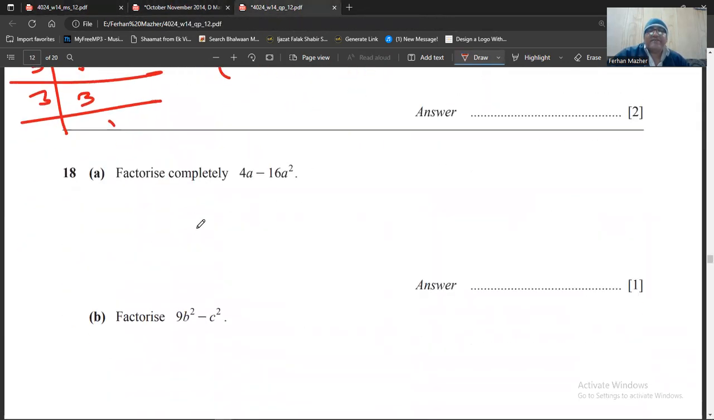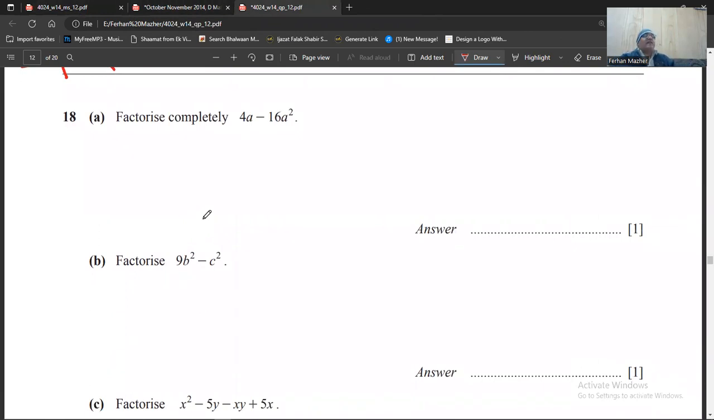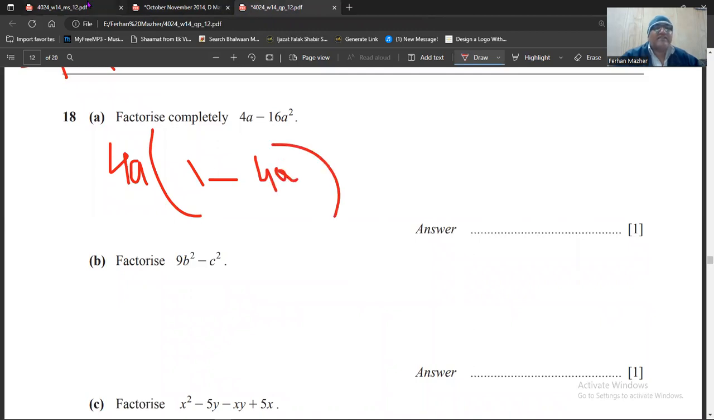Hopefully you understand. Question number 18, A part. He says factorize completely. 4a minus 16a square. So because we are factorizing, if anything is common, I will take this as common. So it will be 4a is common. So you will take the 4 and the a common. So in the bracket, you are left with the 1. And 16a squared divided by 4a, you are left with the 4a. And this is the answer.